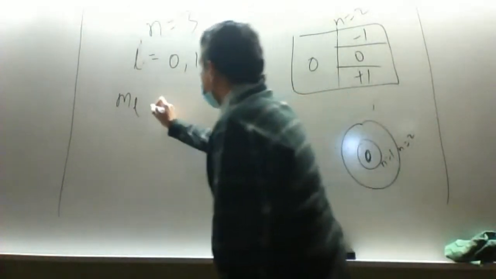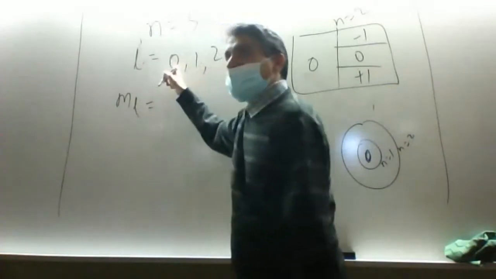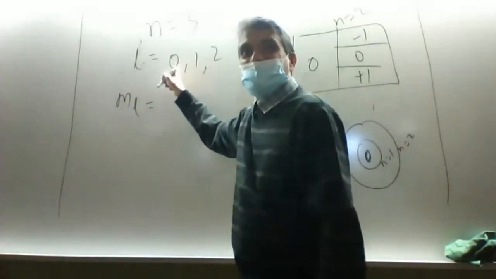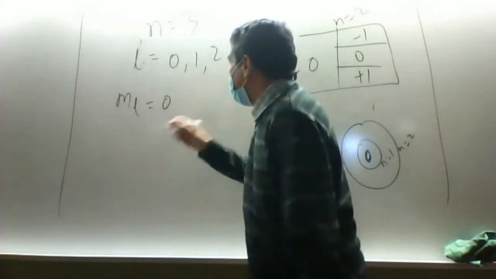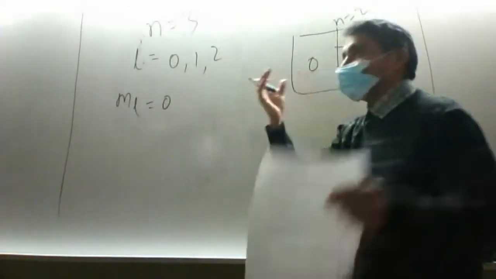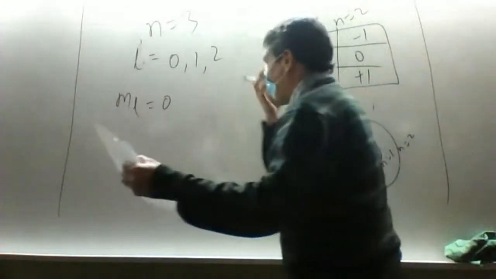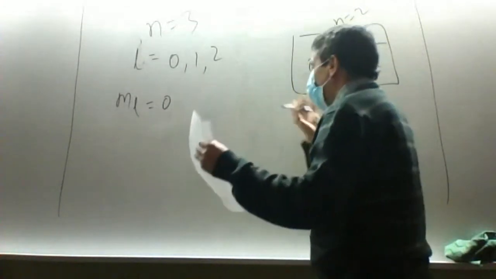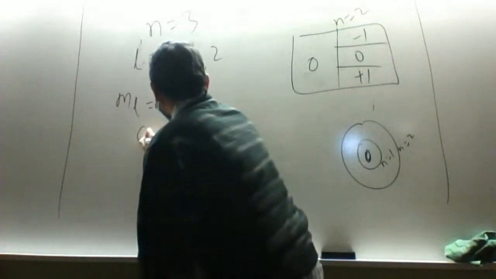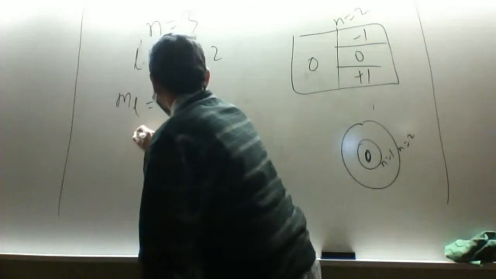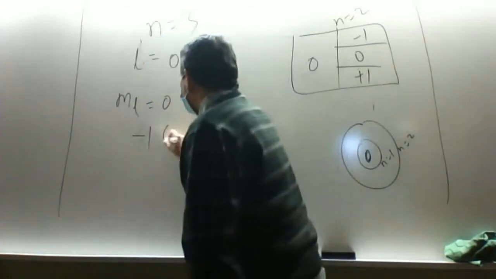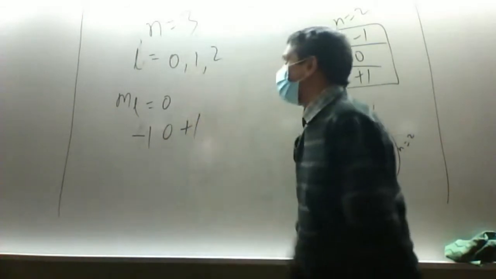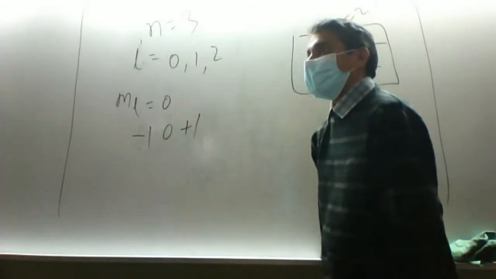Right, like this. So ml. For this one, you cannot cut further. So 0 is 0. From here, this comes 0. But from 1, the number 1 can be cut into 3 parts: minus 1, 0, and plus 1. I'm cutting this number 1 into 3 parts, right?